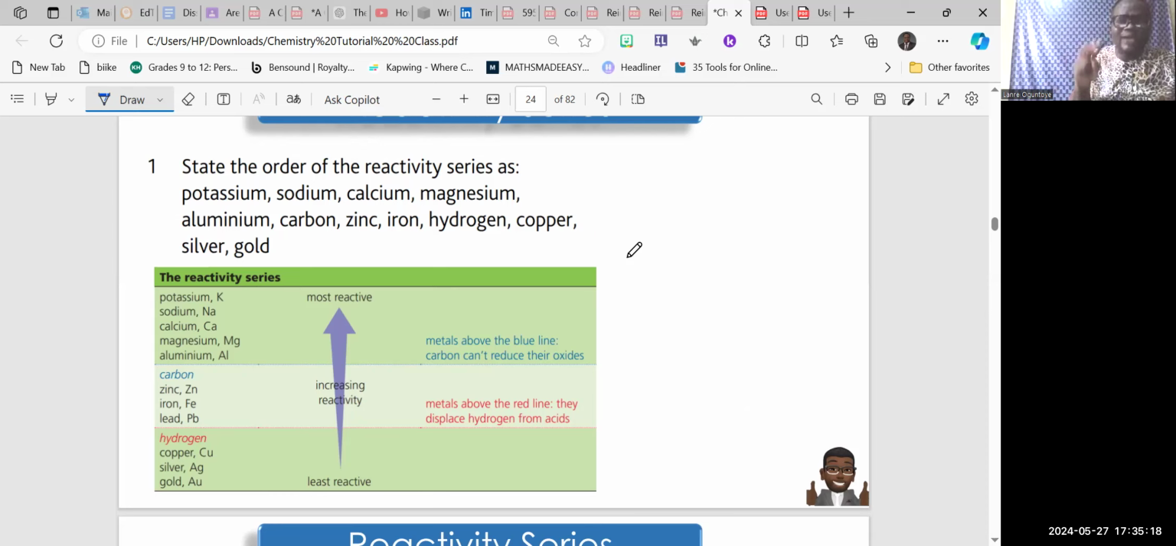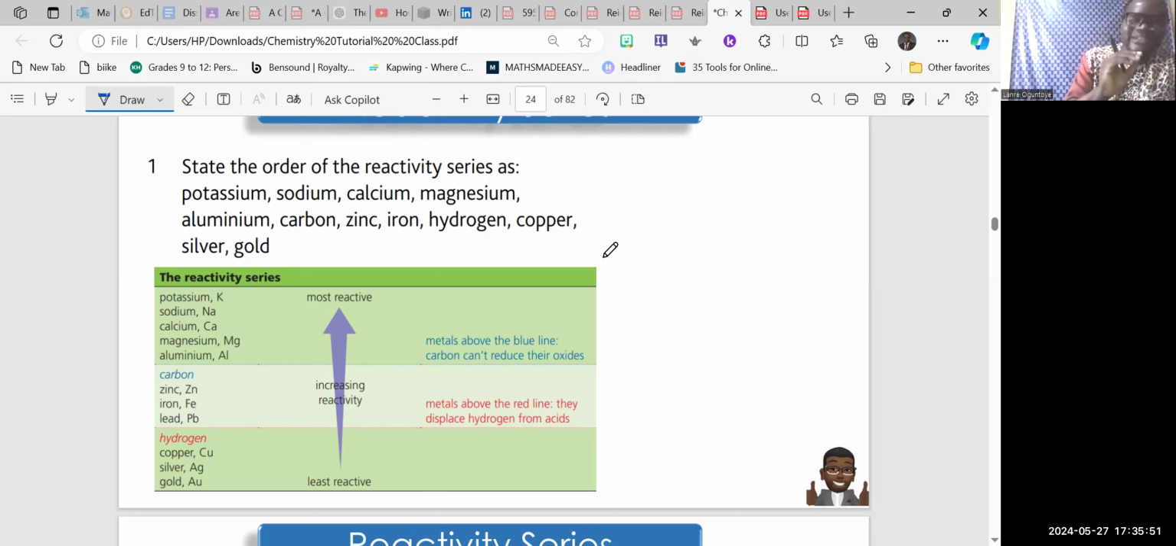But you'll notice that we have two non-metals here. What are the two non-metals, everybody? Carbon and what? Hydrogen, right? Good. Now, it's very important. Their position will determine certain reactions, for example, the reaction of metal with acid. That will determine that. Then the position of carbon will also determine what? Extraction of metals and what? And displacement reaction. So it's important for you to know.